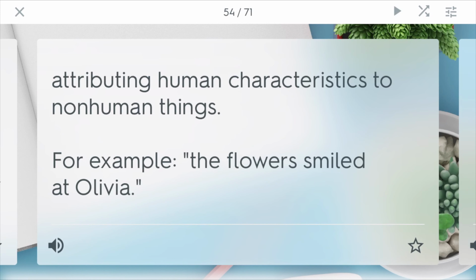Personification is attributing human characteristics to non-human things. For example, the flowers smiled at Olivia. Flowers can't smile, obviously.